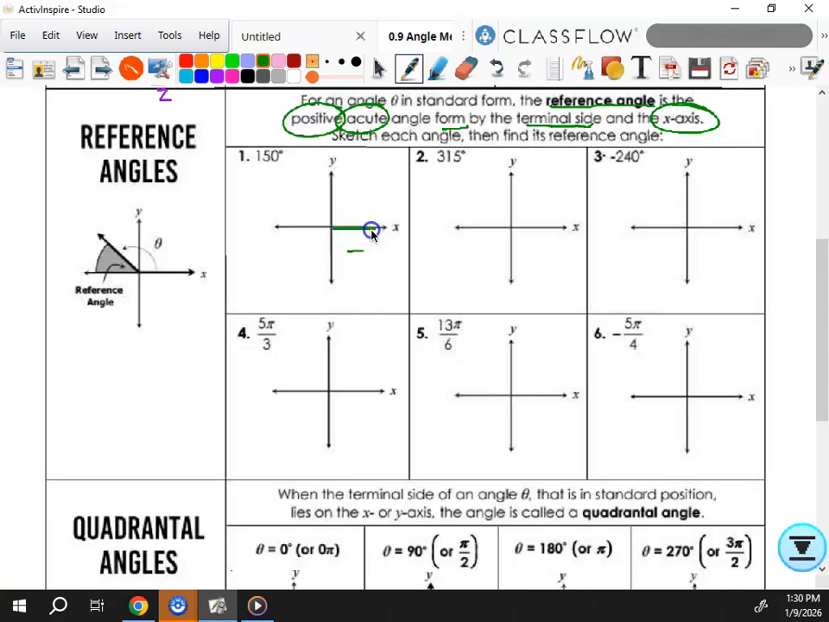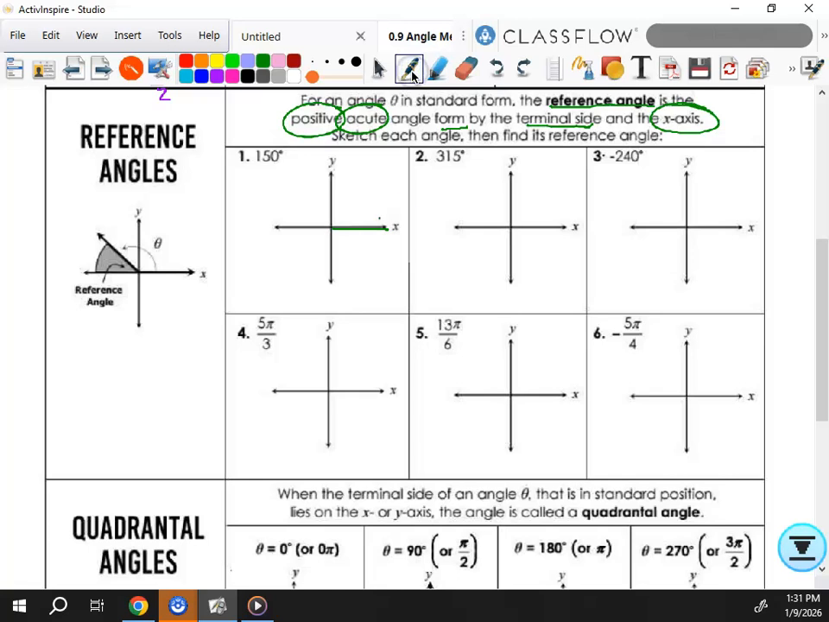So we're here. And then this is 90. And then I'd have to go how much more? 60. And 60 is how far through the quadrant? 2/3. Very good. So I'm going to go about 2/3 of the way through to make that right there. And then I'm going to label this. This is theta. And that is 150 degrees.